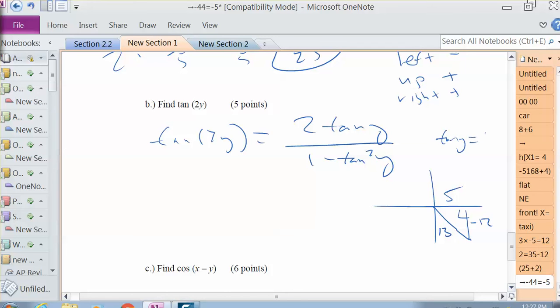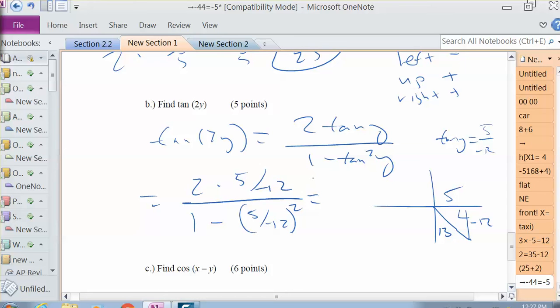What's tangent at angle y? 5 over negative 12. 2 times 5 over negative 12. That's why I put this first. I thought this was an easy problem for you guys. So that's 5 over negative 6, over 1 minus 25 over 144. And personally, leave your answer like that. I didn't ask you to simplify it.